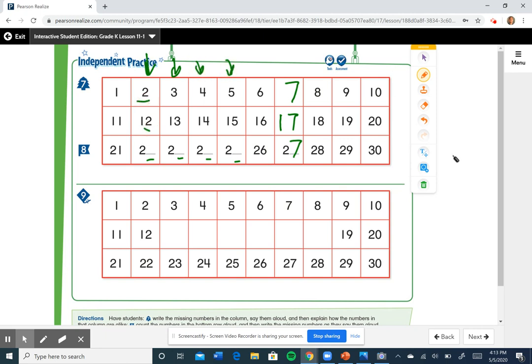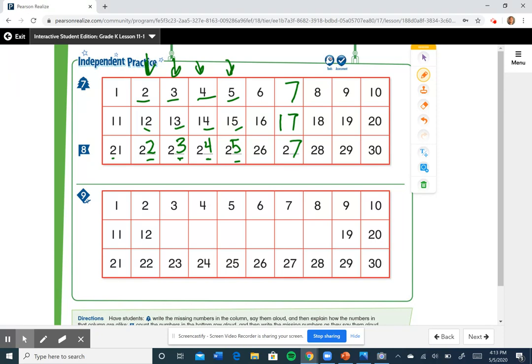2, 2. Oh, I better write the 2 the right way. 2. 3, 3, 3, 4, 4, 4, 5, 5, 5. So 21, 22, 23, 24, and 25. Very good.